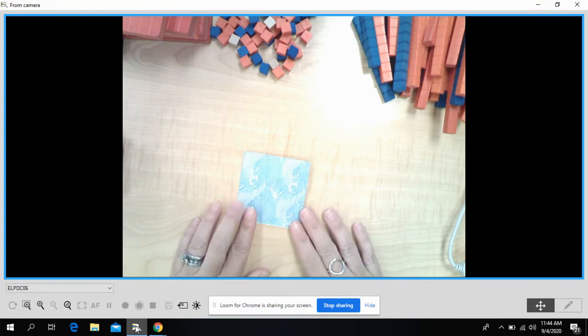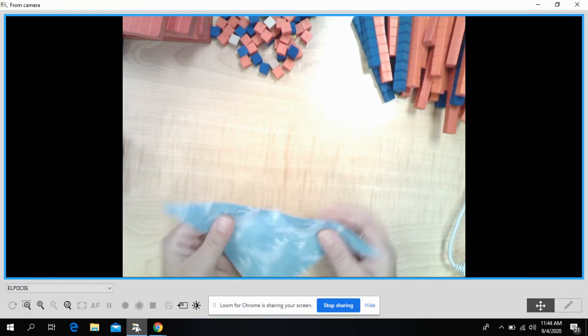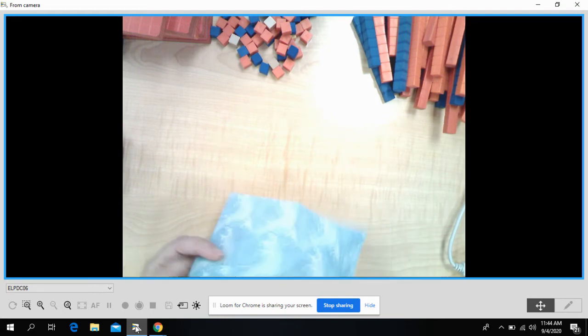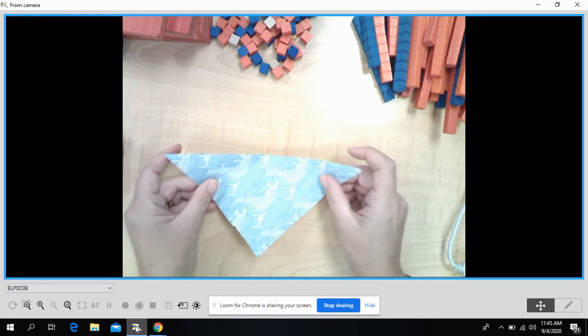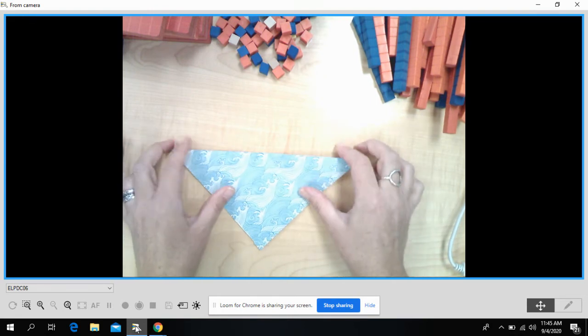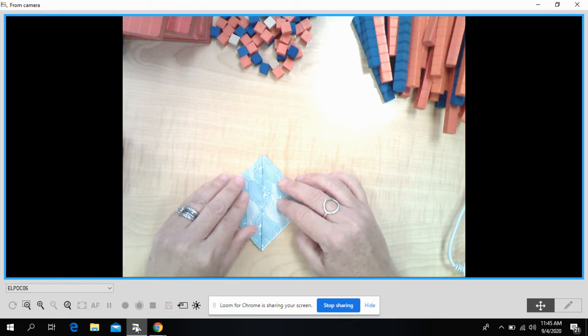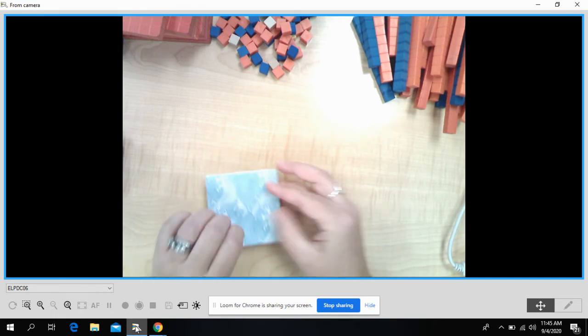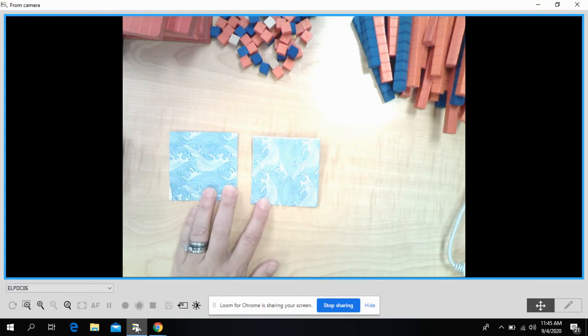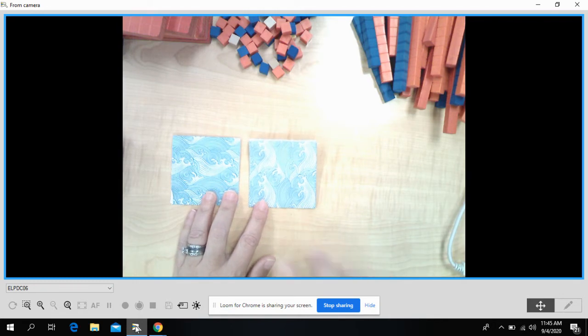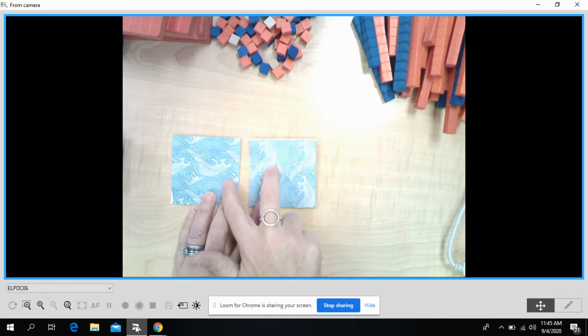The second one, I made this square by taking my big sheet of paper, folding it in half diagonally into a triangle, and then folding the sides in. But look, I also made a square. And the reason that I'm showing you that is because I want you to see that there are many different ways to make the same thing.